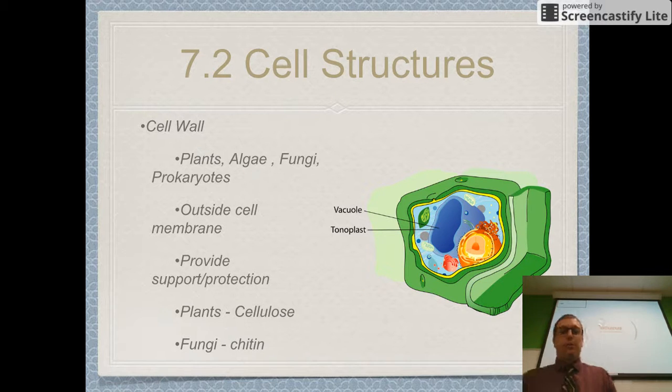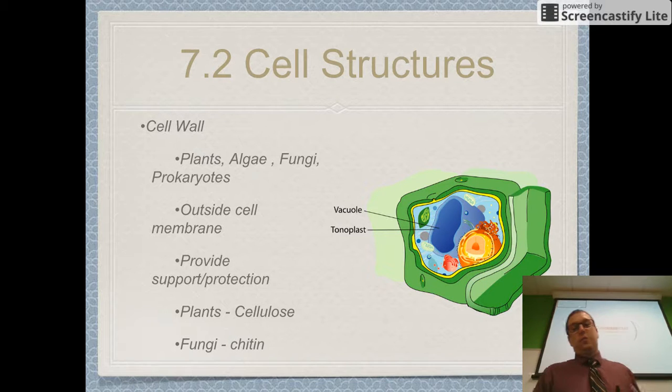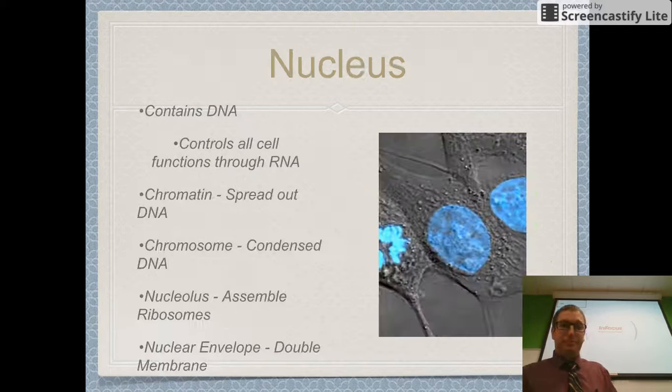And it's made of different things in different organisms. Plants make it out of cellulose, which is sugar put together in a certain pattern. And fungi make it out of chitin. So depending on what you are, determines what you make your cell wall out of. It gives rigid support and protection. You can kind of think of it as the skeleton of a plant.